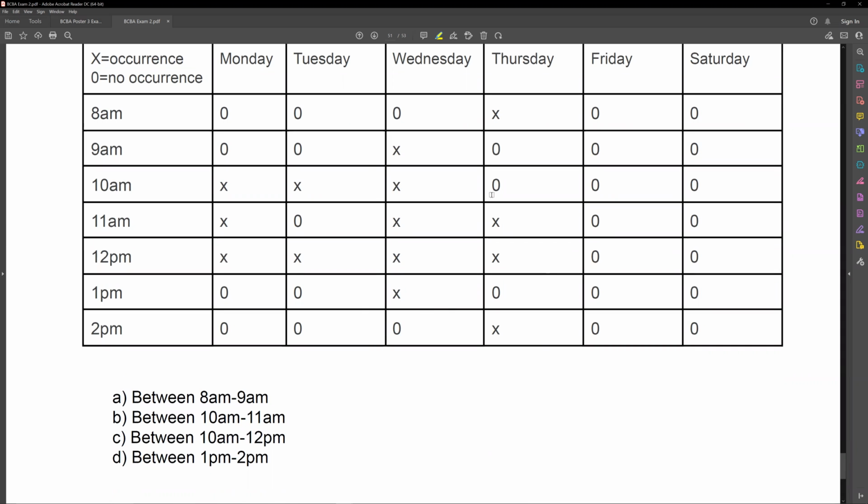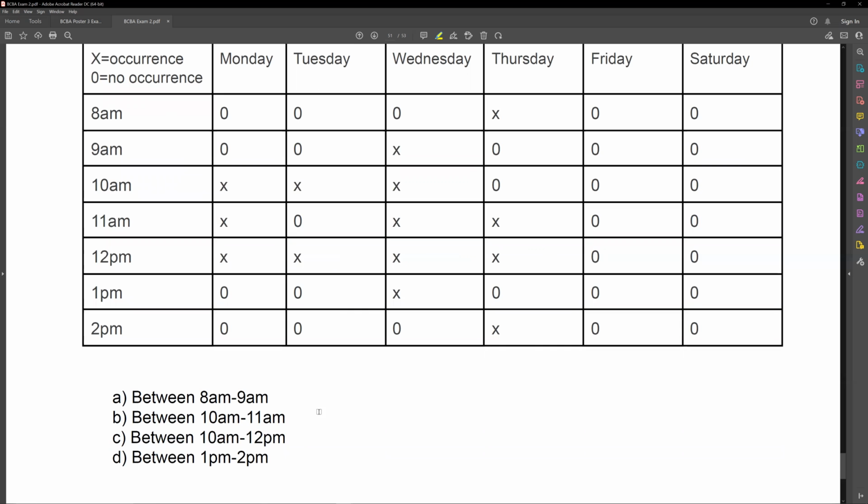So A, between 8 a.m. and 9 a.m. Well, 8 a.m. has one occurrence, 9 a.m. has one occurrence. Is that more than 10, 11, and 12? No, 10, 11, and 12 are going to be better. So what about 10, 11 a.m.? Well, 10 and 11 a.m. are better than 8 and 9 a.m., 3 and 3. But if we look at 12, we have 4. So why not include 12?